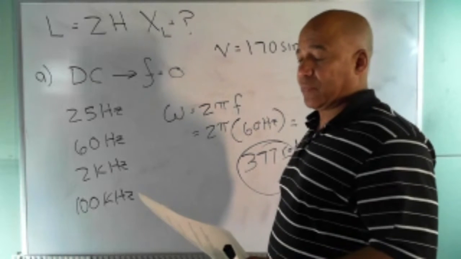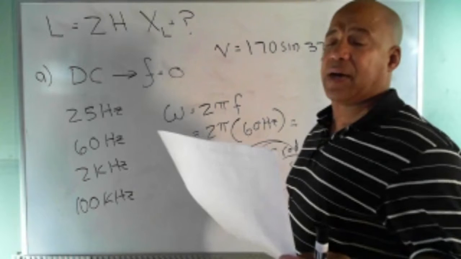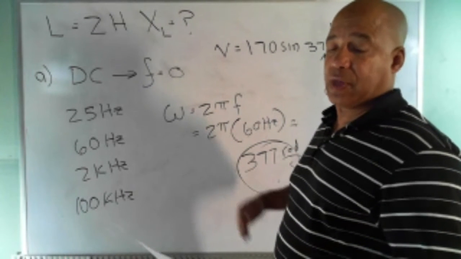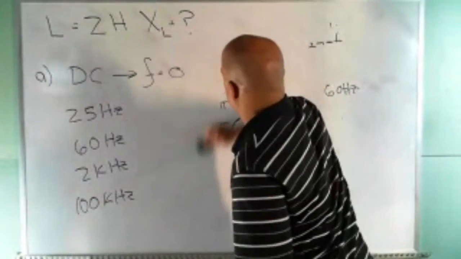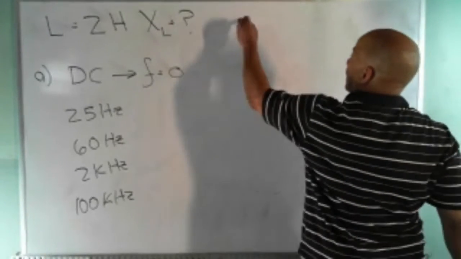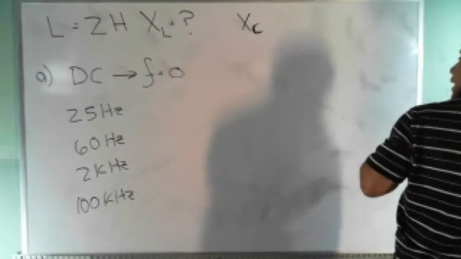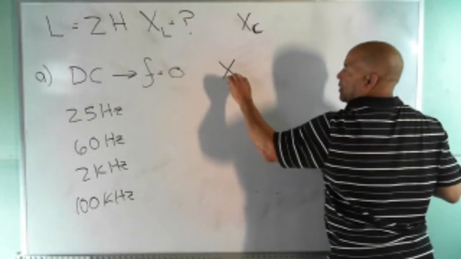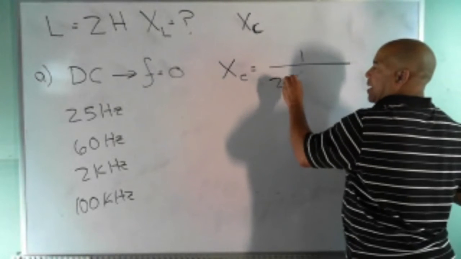We have not exactly the same numbers, but now we have a 5 microfarad capacitor. We'll do a few more of those and we'll compare. So let me put that over here. Now we want to calculate XC. And again, they give us DC, so DC has a frequency of 0. So XC would equal 1 over 2 pi f.